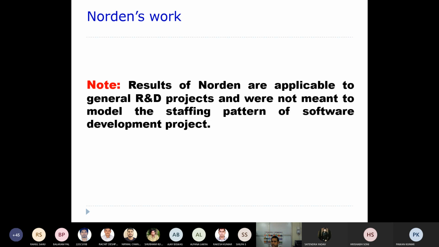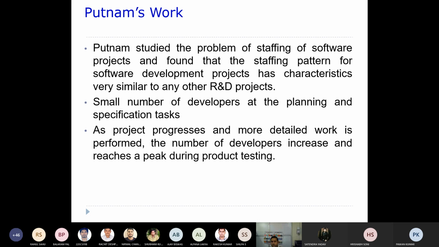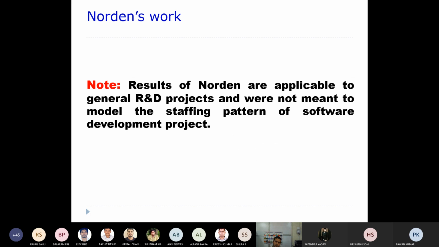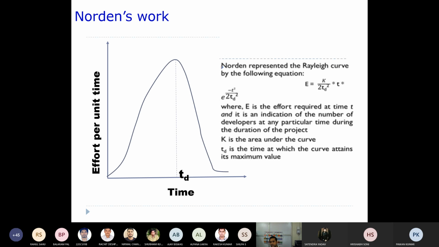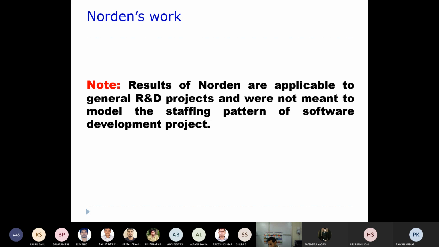Now Putnam extended this work by taking a large amount of software project data, and then he tried to establish, in a similar way, some expression for effort estimation, right? Any doubts so far, students? No, sir. So can I stop now? Because in the next lecture I will discuss Putnam's work.